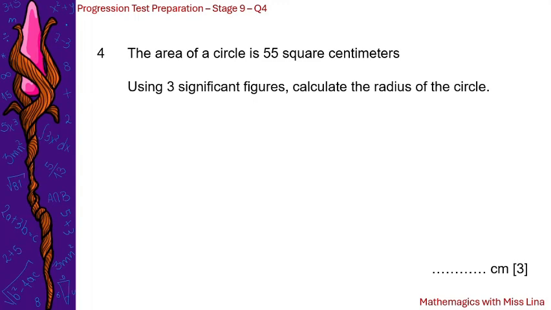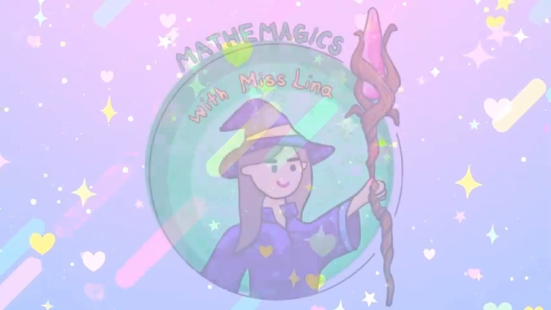Hello guys! Do you know how to find the radius of a circle if you know the area? Let's solve it together!